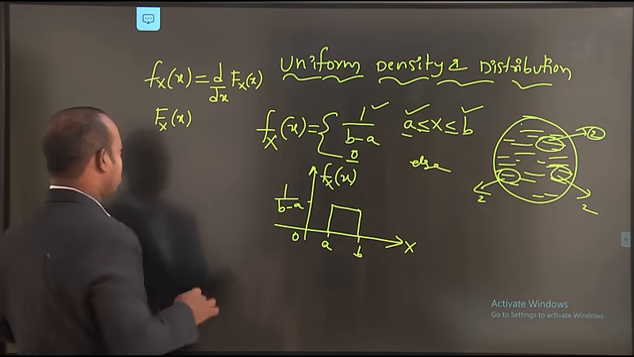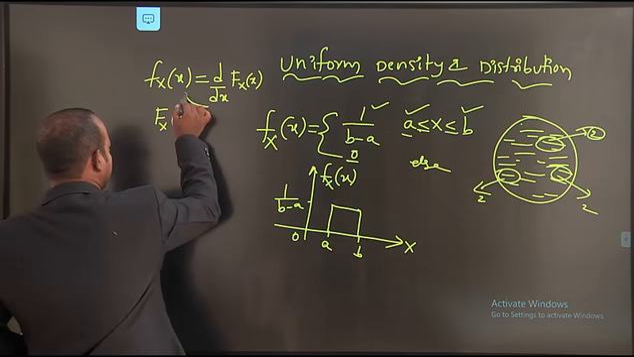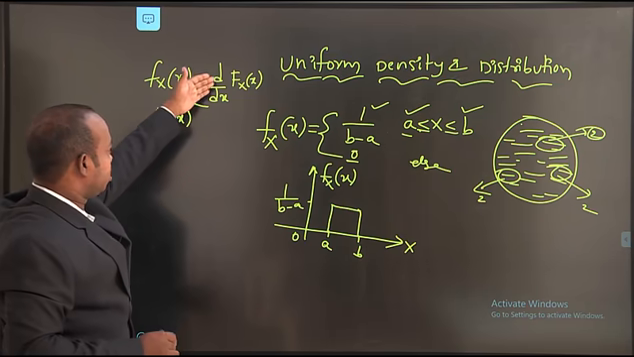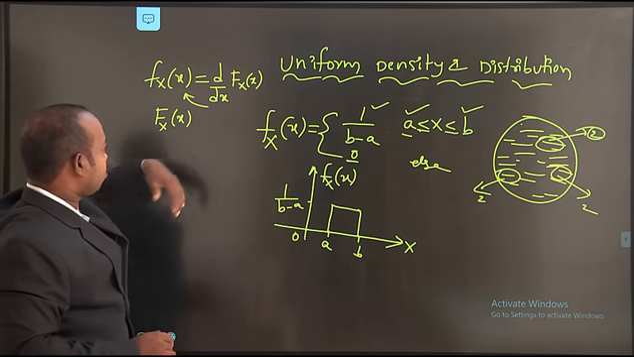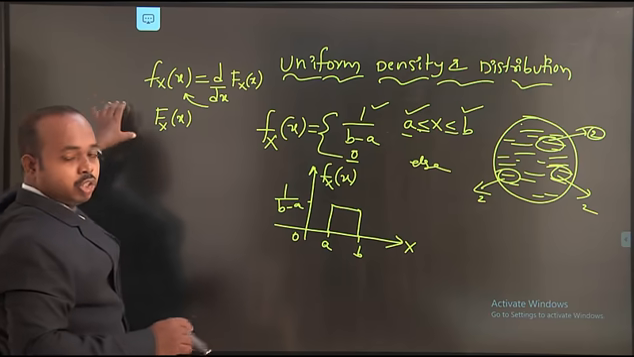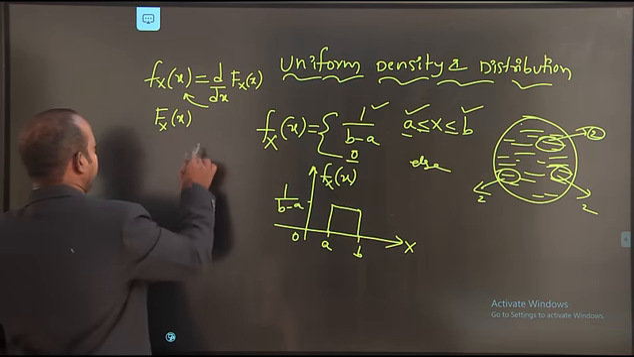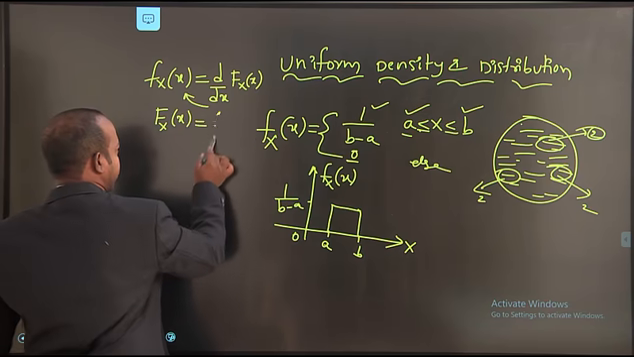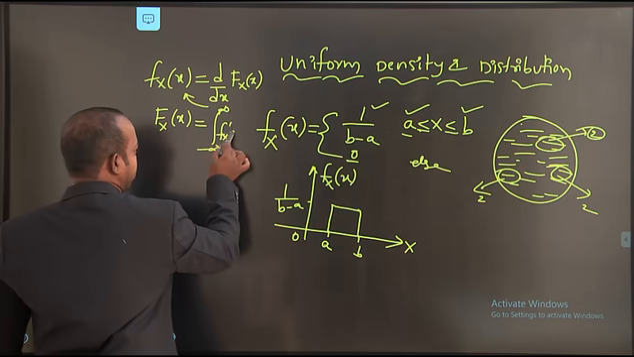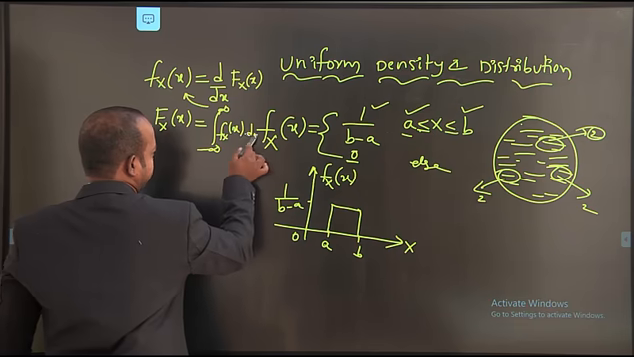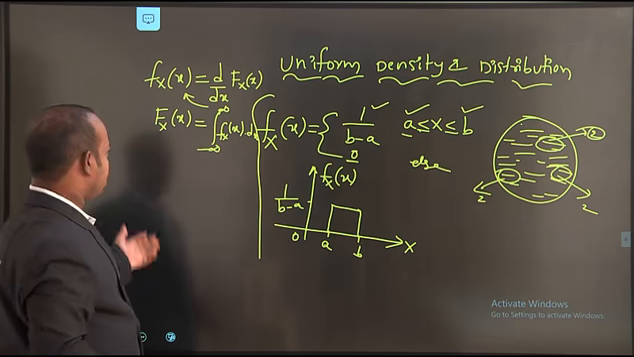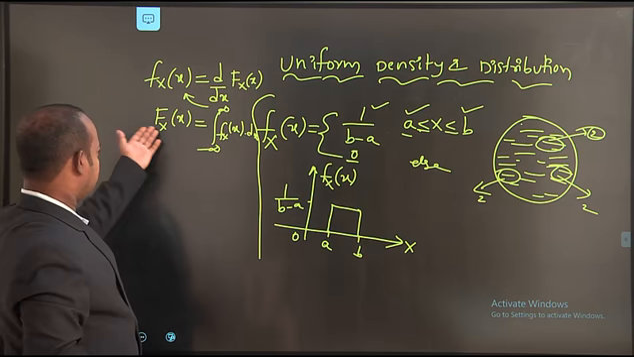Moving this differentiation to the left-hand side changes it to integration. That one is F_X(x) equals the integral from minus infinity to plus infinity of f_X(x) dx. Now we can find this function.